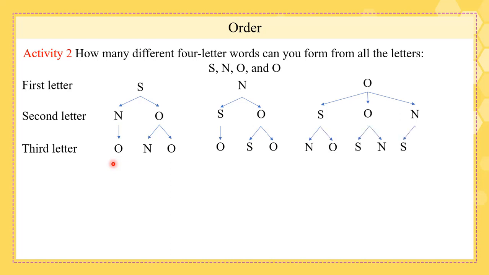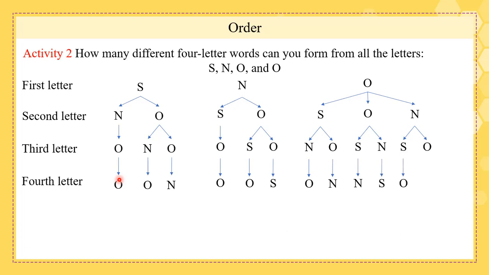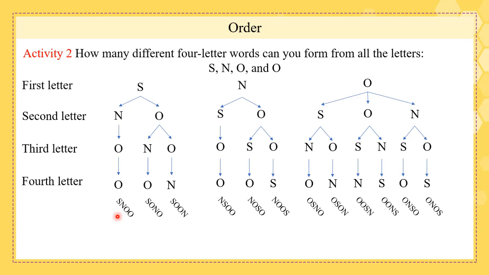and so on. And for the fourth letter, if the first is S, the second is N, the third is O, so the fourth would be O, and here it would be also O, and here we will have an N, O, O, S, and so on. Now we are not interested about the letters S, N, and O, we are interested about the number of words. So we count the words: 6, 7, 8, 11, 12. We're going to have 12 words.